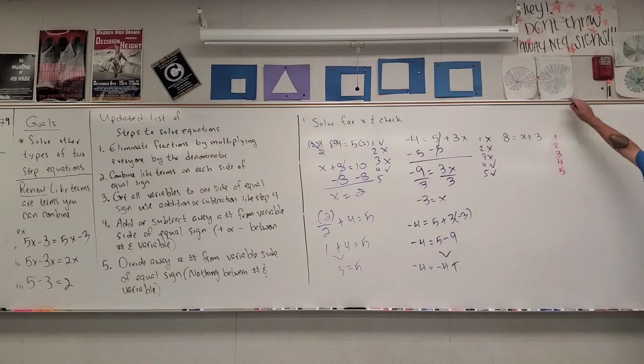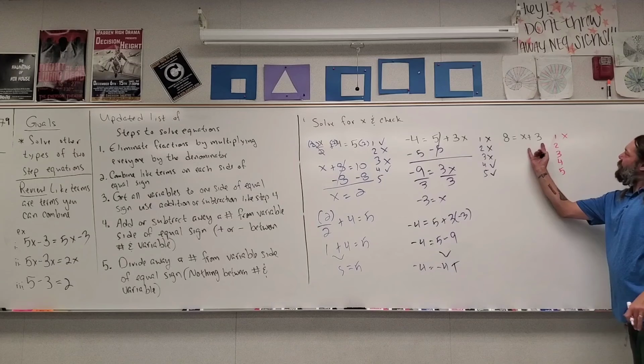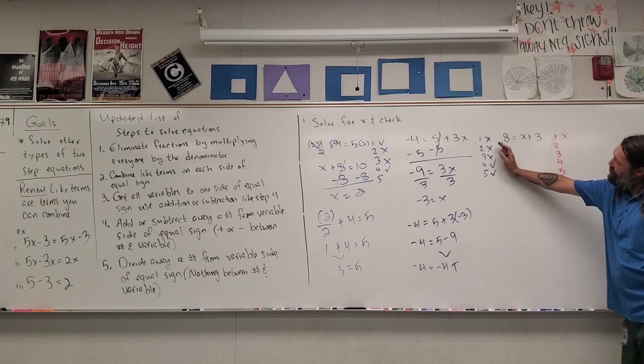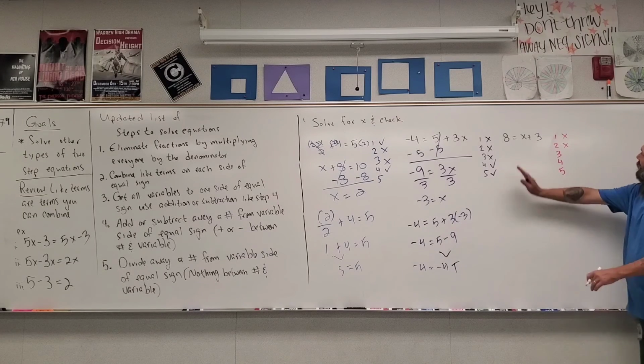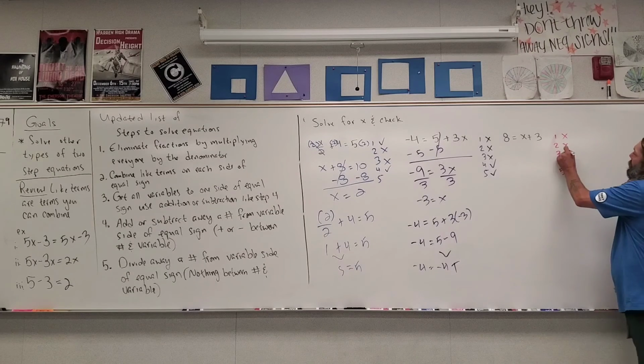All right. Step 1, do I have a fraction I can get rid of? No. Step 2, can I combine like terms on each side of the equal sign? No, I cannot. I can't put anyone together with the 8 because it's by itself and x and 3 are not like terms. So I can't do that. Can I get all variables to one side? I don't need to. All my x's are on the right.